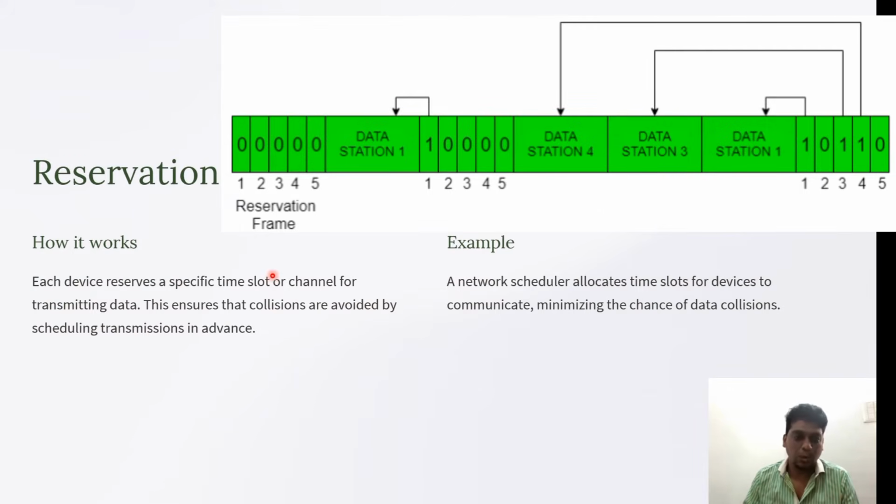So how does it work? Every device, as we already discussed, reserves a specific time slot or channel for transmitting the data to avoid collisions. A simple example is a scheduler that allocates time slots to minimize the chance of data colliding. An example is a network scheduler allocating time slots for devices to communicate with each other, which helps in minimizing data collisions.